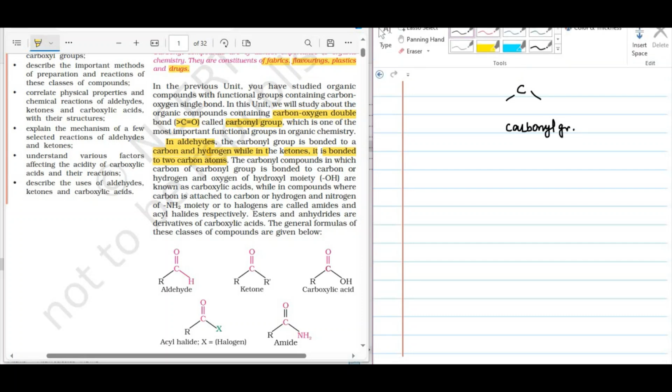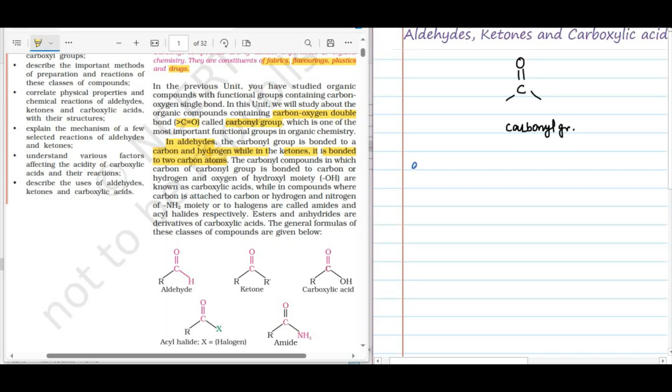Now let's try to understand what an aldehyde is. In aldehyde, this is the carbonyl group. On one side it is bonded to carbon and on the other side it is bonded to hydrogen. So when this carbonyl is bonded to carbon and hydrogen, it is called an aldehyde, or this group is called the aldehyde functional group.